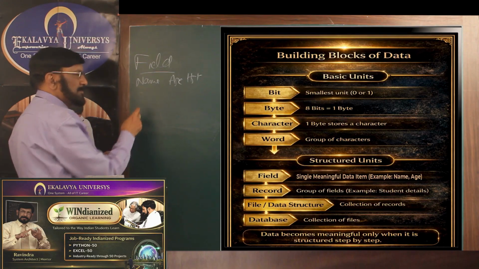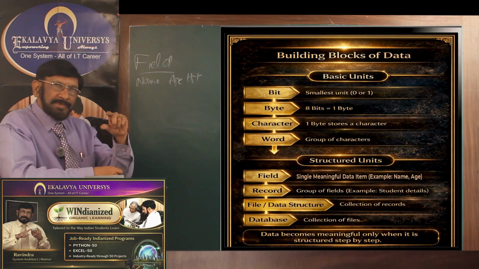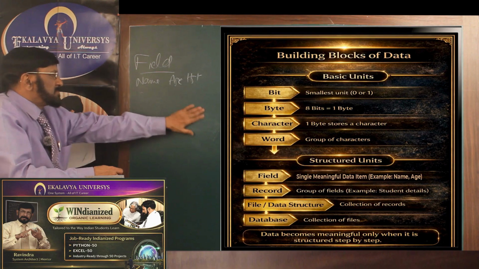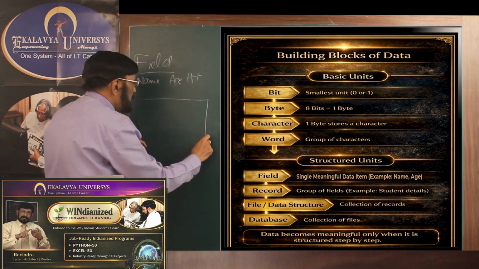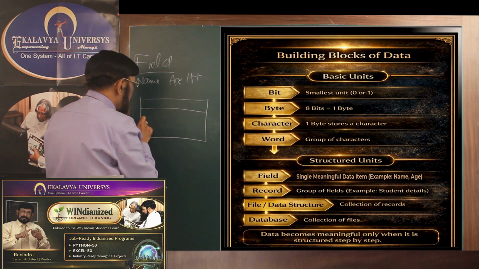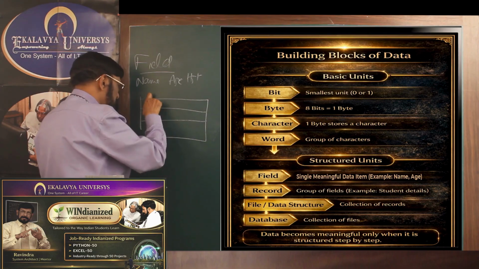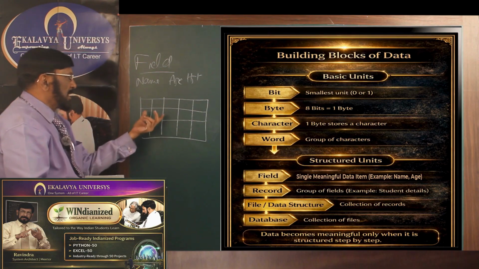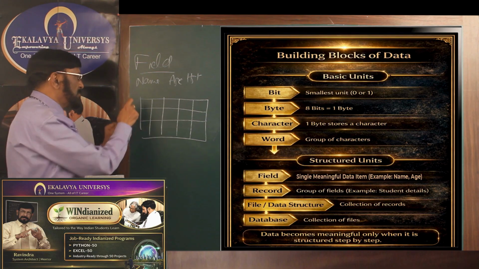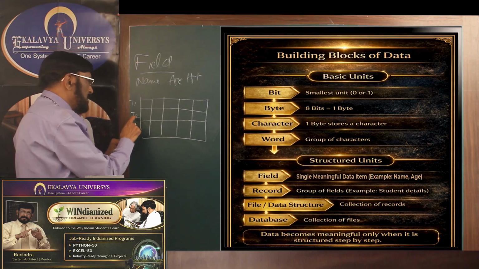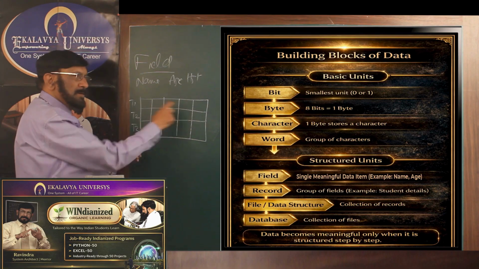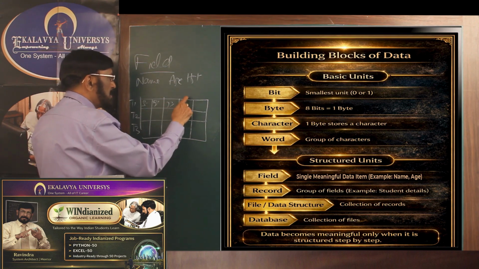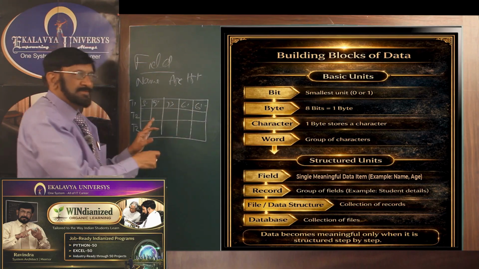Thereafter, a file or data structure. Actually, here there is a collection of records. Just a simple example I tell you, by that you can understand. There are 3 terms of exam, and each time 5 papers are there. This is term 1, this is term 2, this is term 3. Here marks are there: 52, 91, 73, 61, 65, like this.